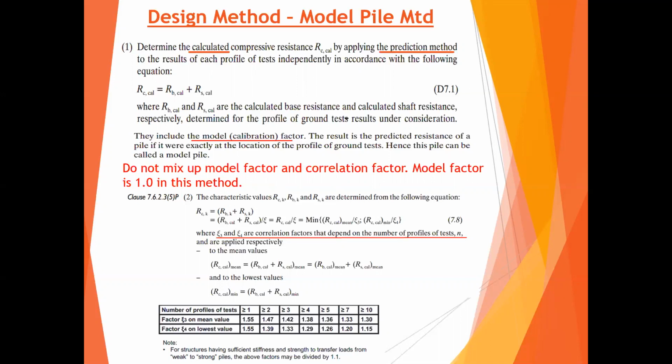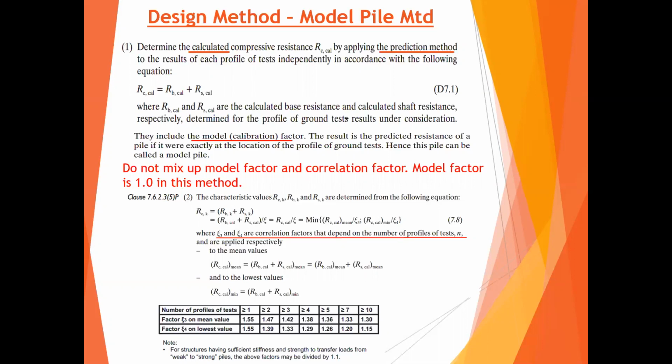Now, take note of this symbol: Rc calculated equals Rb calculated plus Rs calculated. These are all calculated base resistance and shaft resistance based on the ground test. Okay, it is not the characteristic, it's not the design resistance. Read this underlined statement, very important. They include the model calibration factor. Take note, model factor, calibration factor, correlation factor, they are different.